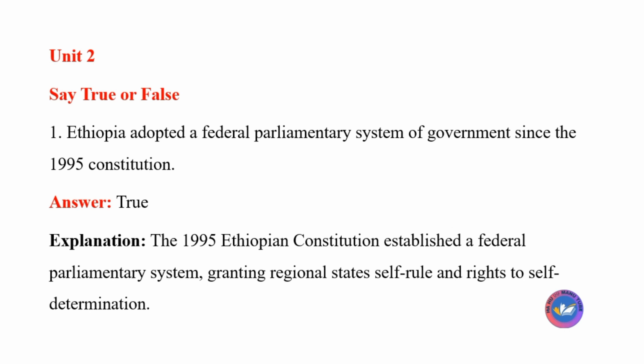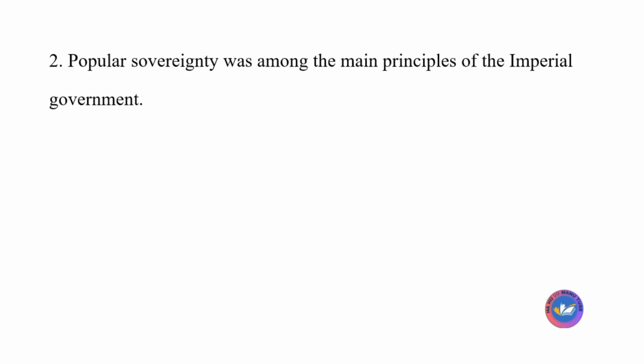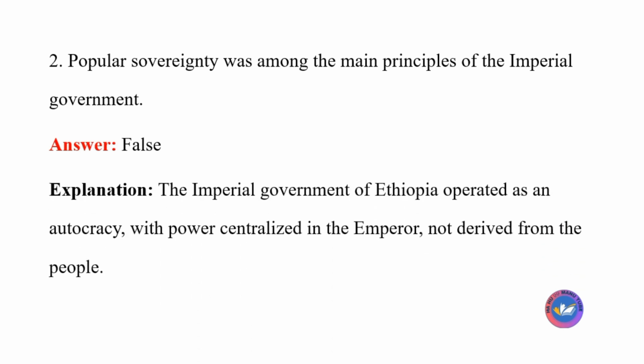Question number 2. Popular sovereignty was among the main principles of the imperial government. The answer is false. The imperial government of Ethiopia operated as an autocracy with power centralized in the emperor, not derived from the people.